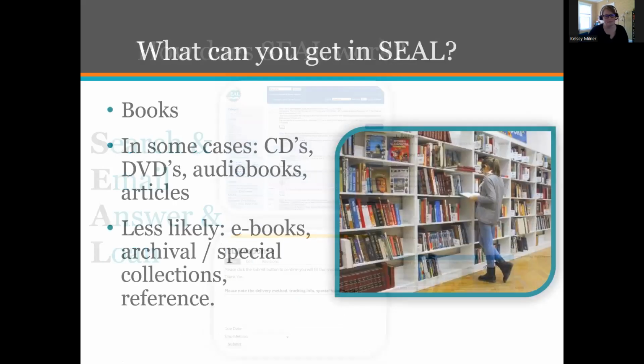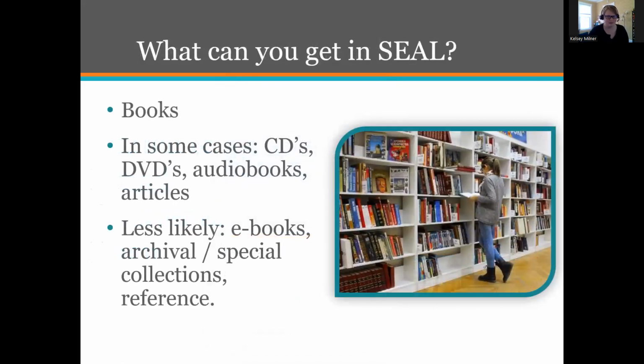I also like to let people know what they can expect to get through SEAL. There are a variety of items you can get through it, though most commonly it's used for book loans. You can also request some physical items like DVDs, CDs, and audiobooks, although some libraries do choose not to lend these due to their more delicate nature. Our directory of participating libraries has a list of the item types that each library is able to loan, and this is also something that you can determine for your own library as well.